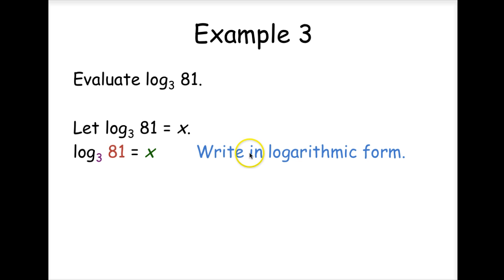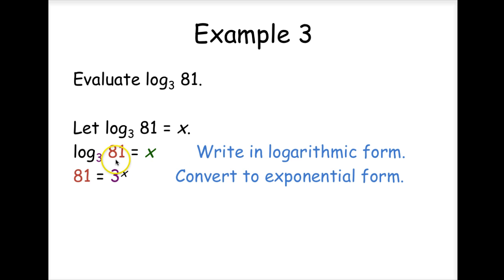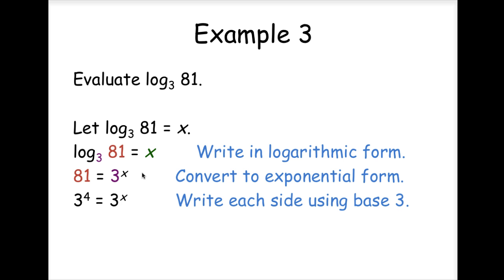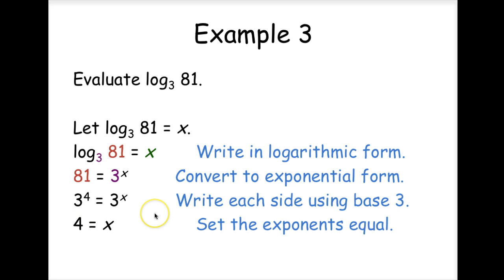Excellent. Now let's evaluate log base 3 of 81. First of all, we're going to write it in logarithmic form. So we're going to let log base 3 of 81 equals x. We're going to convert it to exponential form. So 3 to what power is equal to 81? Write them with the same base. Base of 3, that way we can set the exponents equal to each other. So log base 3 of 81 is equal to 4.